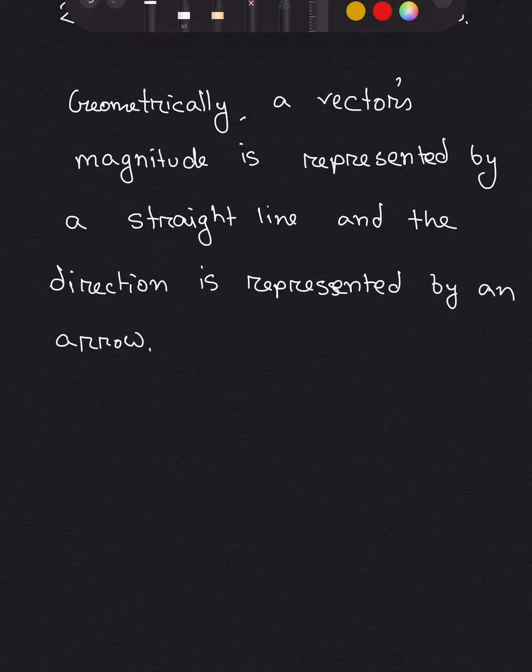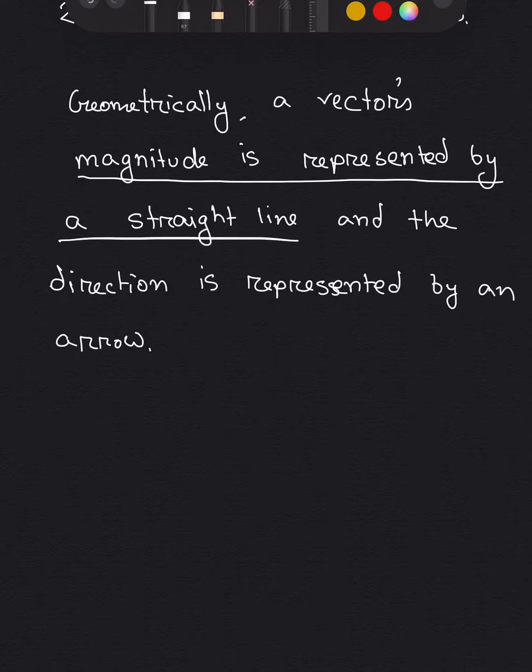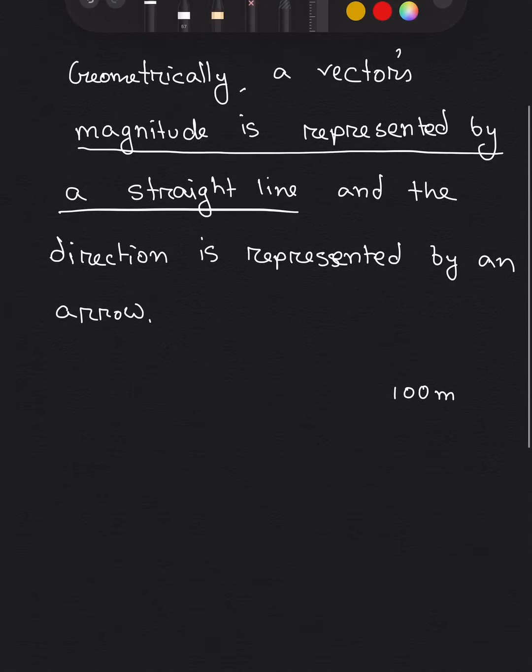Geometrically, a vector's magnitude is represented by a straight line and the direction is represented by an arrow. Okay, let us go to the first point. Magnitude is represented by a straight line. Suppose it is said that you need to write a vector whose length is 100 meter. So what will you do?